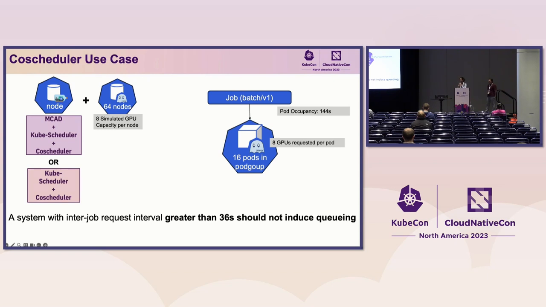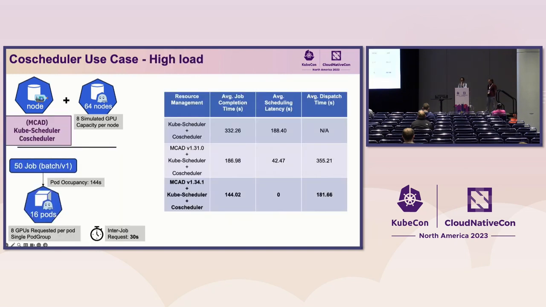I'm not going to present the results of no queuing, but what was of interest to us was the high load scenario. What we observe is that with high load, for example when we set the inter-job request interval to 30 seconds, there was, as expected, significant scheduling latency with co-scheduler. The pods were all queued. The job completion time was around 332 seconds. The latency was significant.